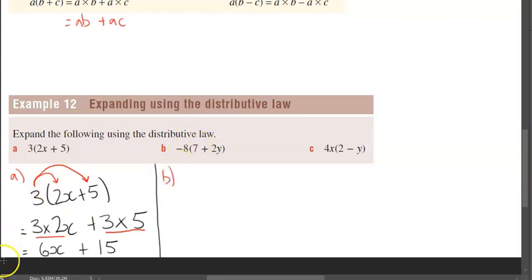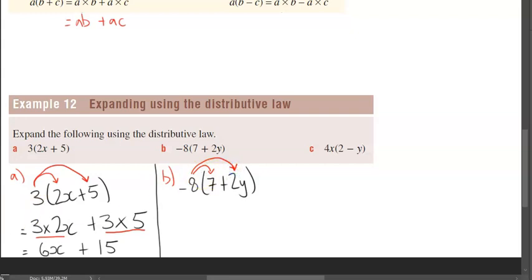B. With B, we're going to have -8 multiplied by 7 plus 2y. Now you got to be careful because there's this pesky little negative sign in front. So let's draw our arrows. -8 can distribute to the 7. And -8 can distribute to the 2y.